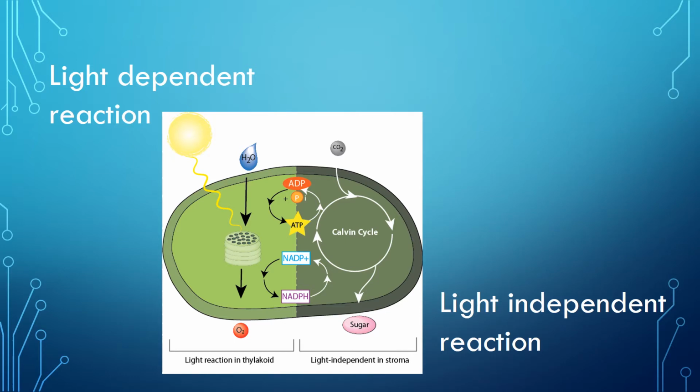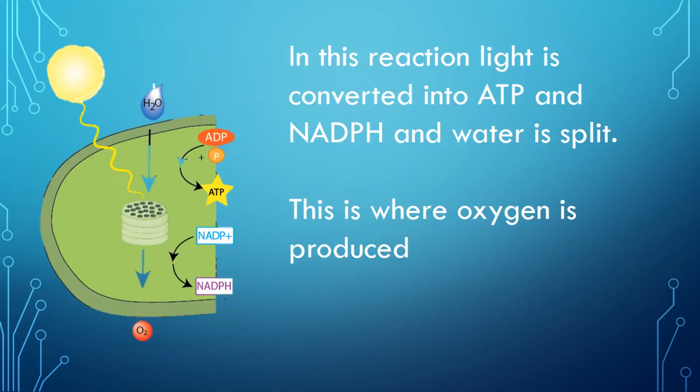There are two different reactions during photosynthesis: the light-dependent reaction and the light-independent reaction. The light-dependent reaction happens in the thylakoids. Thylakoids are found in chloroplasts. They are in neat stacks called a granum. An easy way to remember the granum is it looks like a very, very small stack of green pancakes.